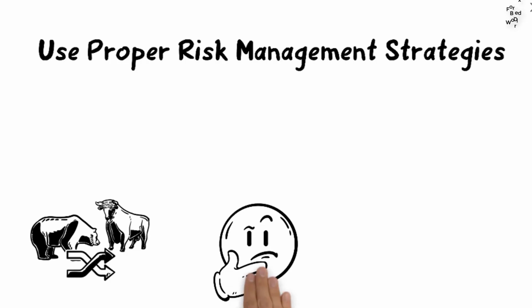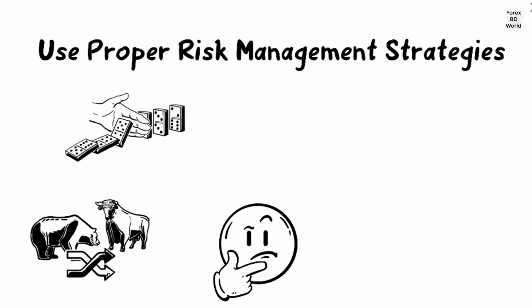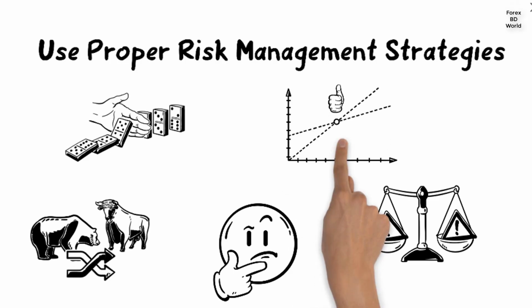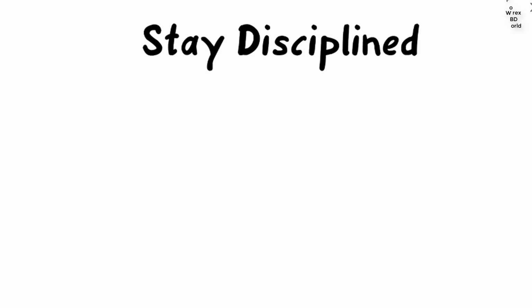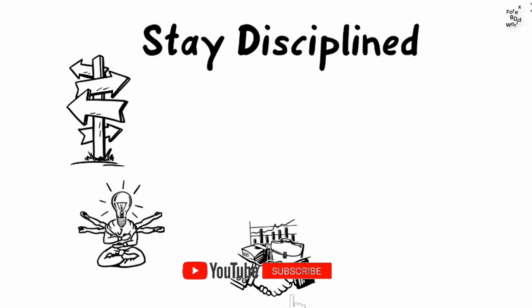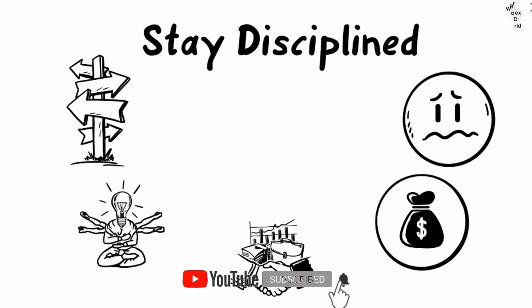Use proper risk management strategies. Risk management is crucial in Forex trading. Make sure to use stop-loss orders and take profit orders to limit your potential losses and maximize your gains. Stay disciplined. Emotions can often get in the way of successful trading. Stay disciplined and avoid making impulsive decisions based on fear, greed, or other emotions.